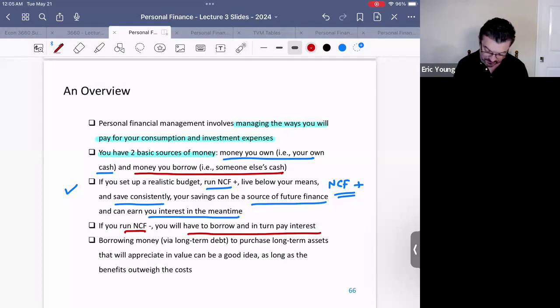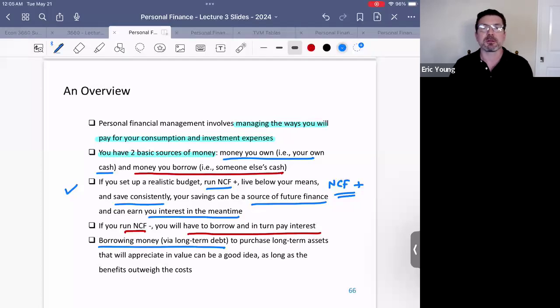Okay. The other big idea from the overview perspective comes down to what kinds of assets should you consider borrowing money to pay for.